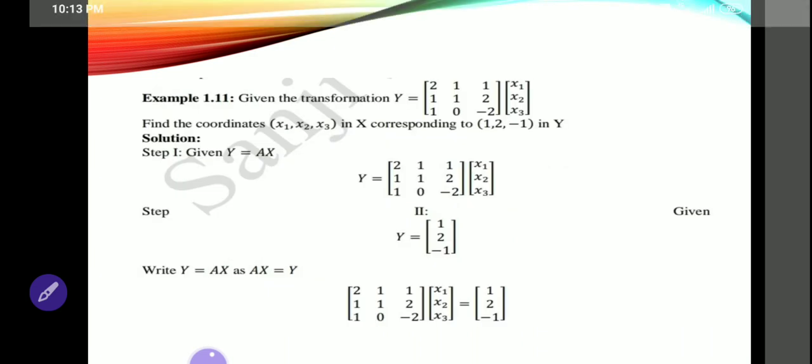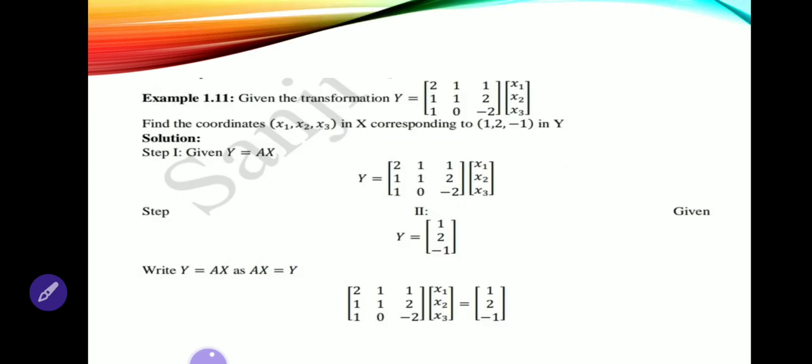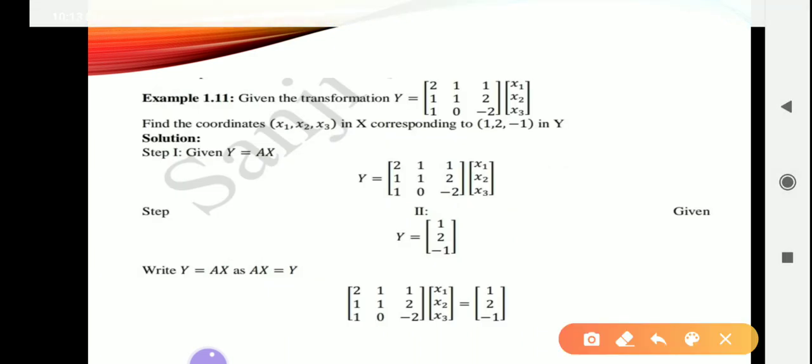Now we will take some problems here. The first problem is: given the transformation y is equal to the matrix [2 1 1; 1 1 2; 1 0 -2] into [x1 x2 x3]. Question A: find the coordinates x1 x2 x3 in x corresponding to 1 2 minus 1 in y. So we have to find x1 x2 x3 in x corresponding to 1 2 minus 1 in y.